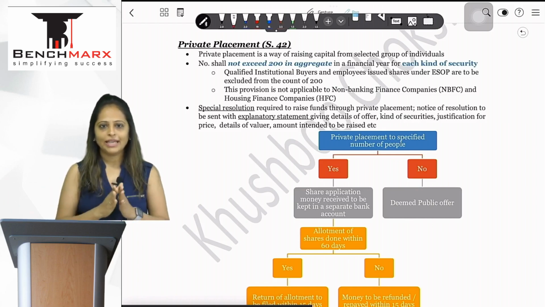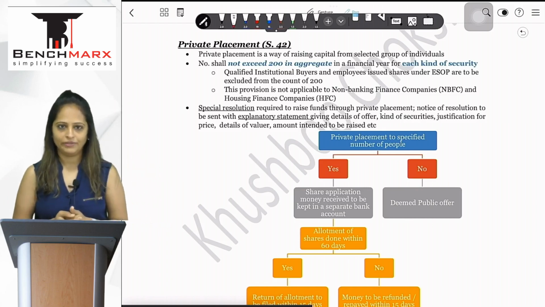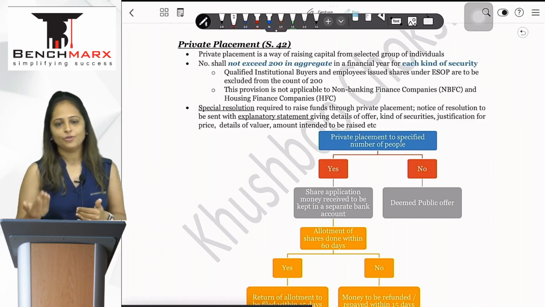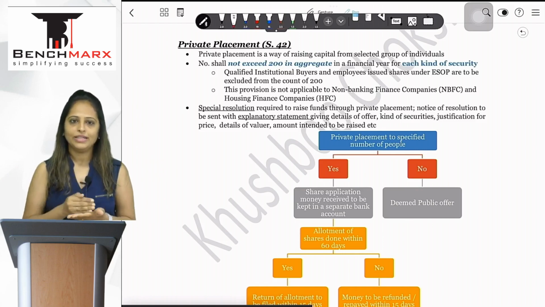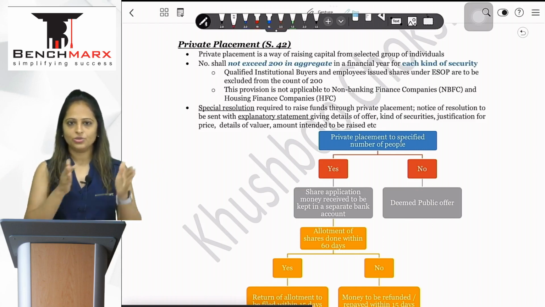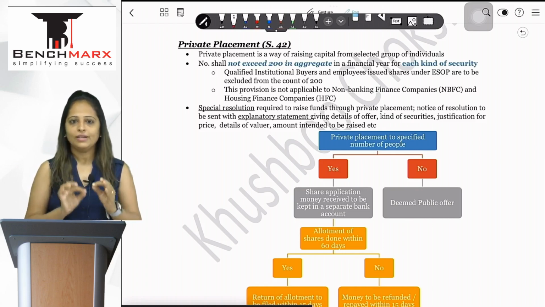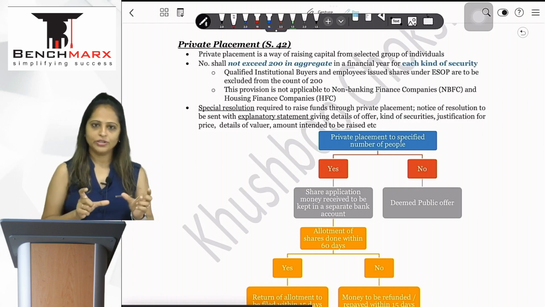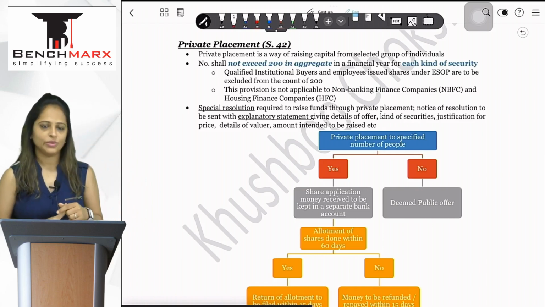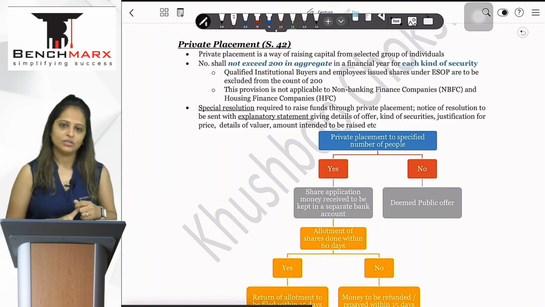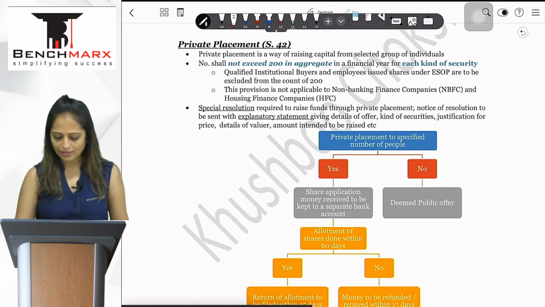A private company can raise money by way of private placement. A public company can also raise money by way of private placement. How many members can you issue the shares to? You can issue shares to not more than 200 members, and that 200 is for each kind of security. So equity shares 200, preference shares 200. And while calculating the 200 limit, you will exclude qualified institutional buyers, and you will also exclude employees who are given shares under the employee stock option scheme.